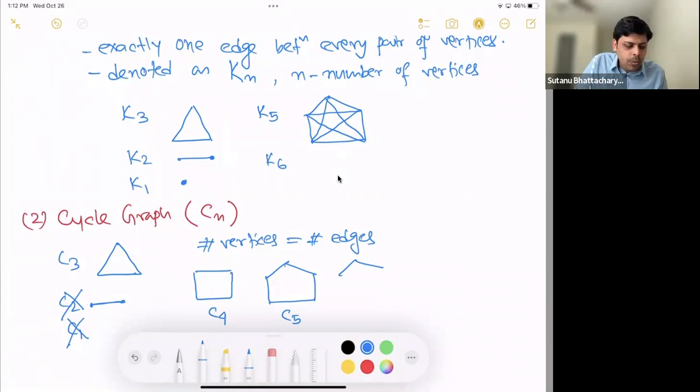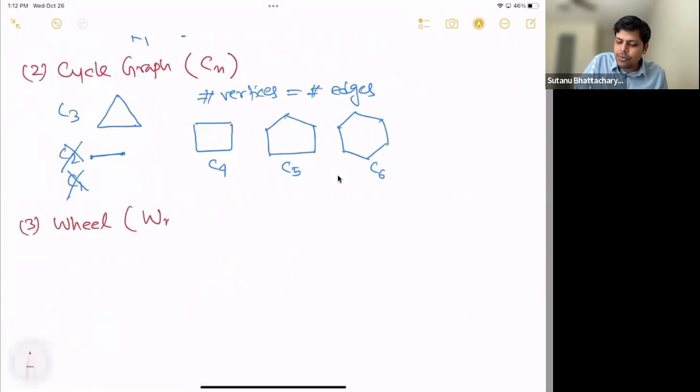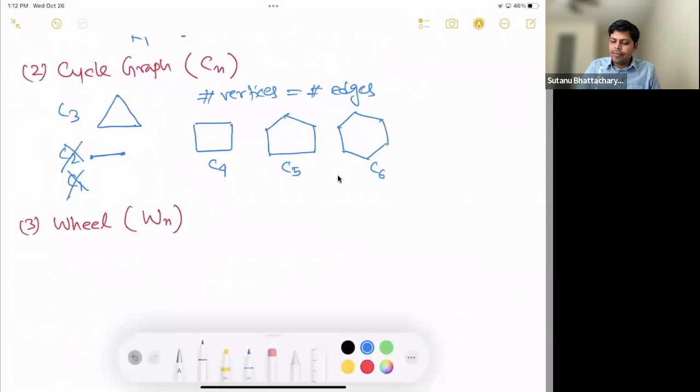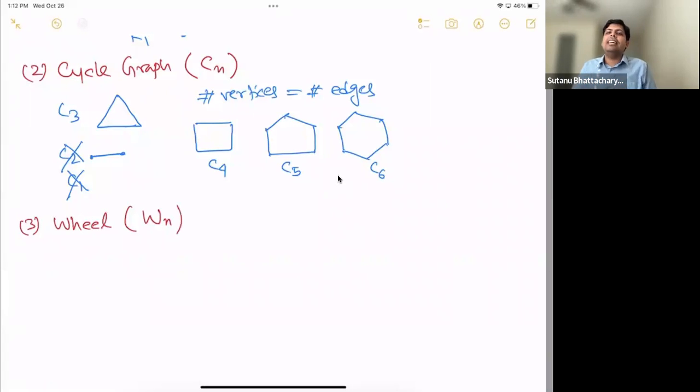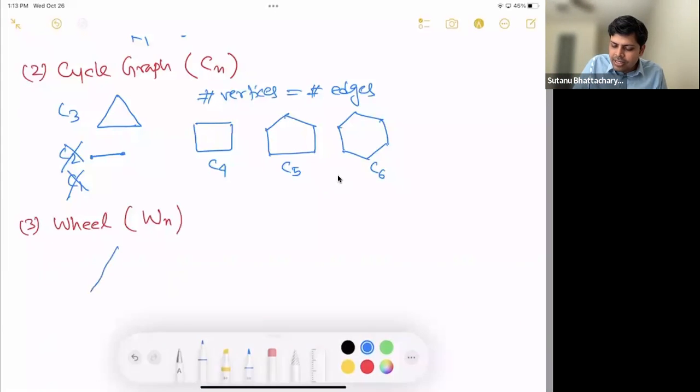Next is the wheel, which is denoted as W suffix N. Wheel is very similar to a cycle graph, but another vertex is added. So the number of vertices in a wheel is 1 plus the number of vertices in the cycle. So this is one cycle graph. If I want to make it a wheel, there will be one extra vertex, and that vertex will be connected to every other vertex. So it will become a wheel.